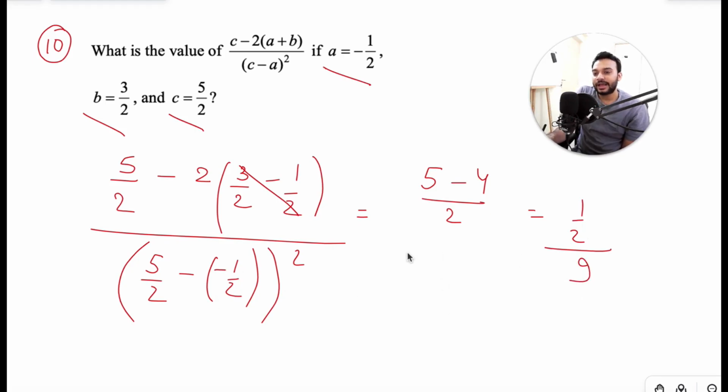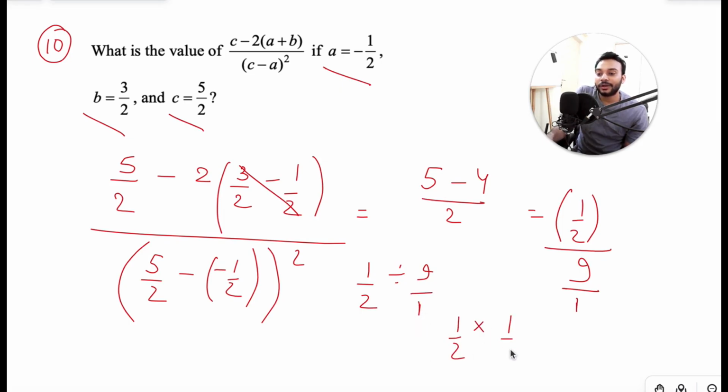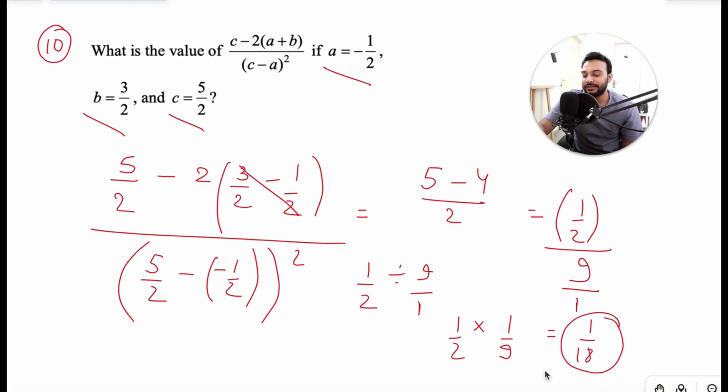Okay, so now you have half divided by 9. How to solve such fractions? This is like division. So the 9 in the denominator can be written as 9 over 1. So it's like half divided by 9 over 1, or half multiplied by 1 over 9. So that's 1 over 18. This is the answer. It's not an integer. This is your gridded answer. It's 1 over 18. This is what you need to write.